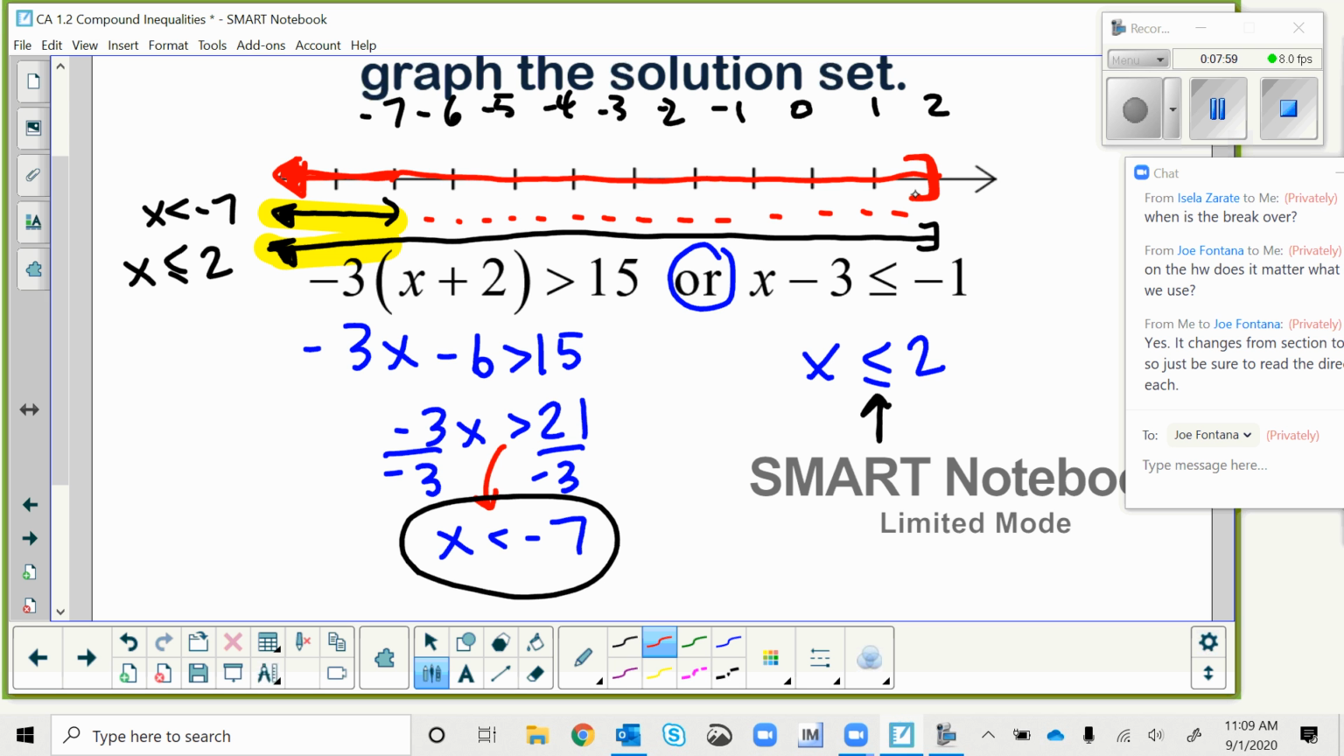And there's one weird thing going on. You might say, oh, in that first inequality, we said that x cannot be equal to -7. So she shaded it. Pretty sure she's wrong. She is often wrong, but she's not wrong this time. Because -7 doesn't satisfy this one, but it does satisfy this one. So it's okay to have it shaded on your answer.